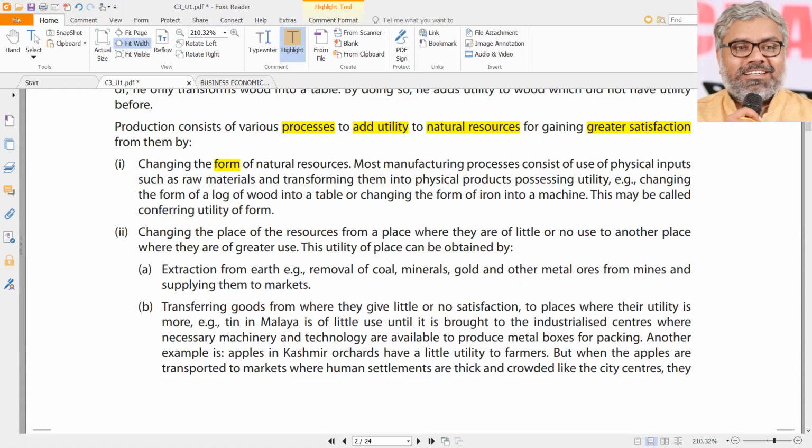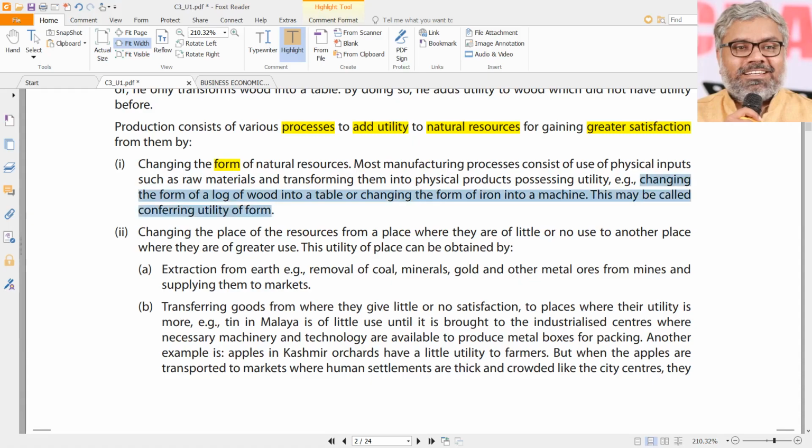If that cotton is converted into a cloth, if that cloth is stitched, then we can definitely use it to wear. So that is what production creates. That is form utility. So changing the form from one type to another type. Form means, once again, the way it looks. It is the physical characteristics, we can say. Completely transforming the physical characteristics of raw materials into something else.